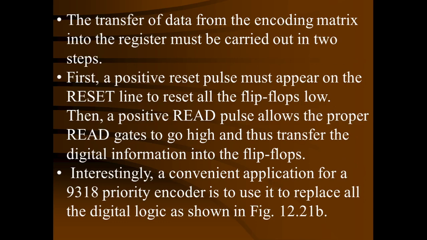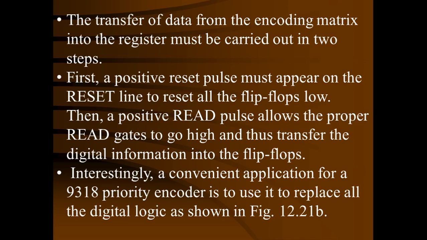The transfer of the data from the encoding matrix into the register must be carried out in 2 steps. First, a positive reset pulse must appear on the reset line to reset all the flip-flops to the low state. So what happens? Initially, you are resetting all the flip-flops to 0, 0, 0 conditions. That means a positive reset pulse is given to the R input of each RS flip-flop. Hence, all the flip-flops are going to be simultaneously reset to 0, 0, 0.